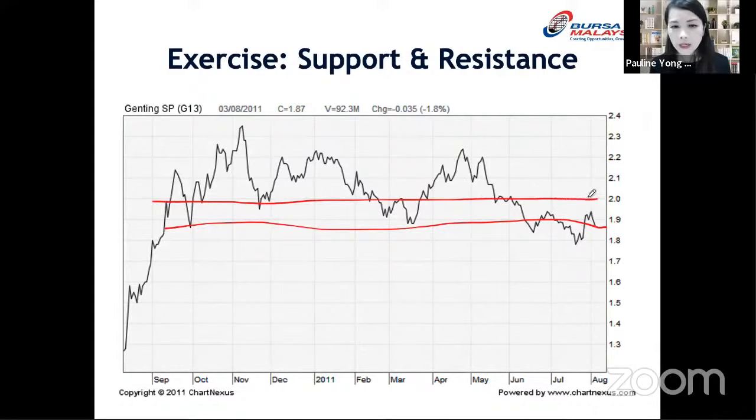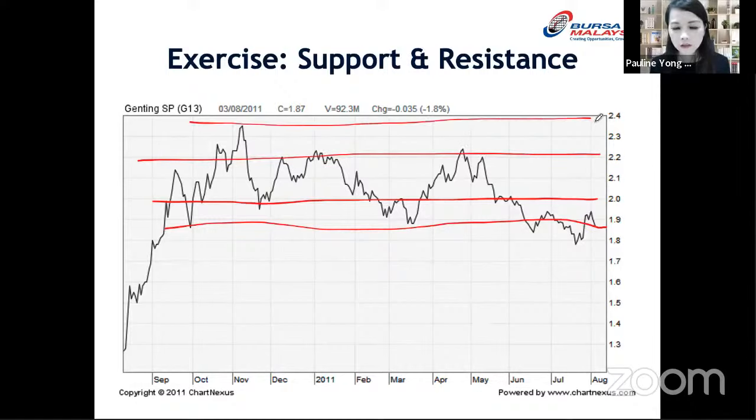Very good. And 2 point, this one, 2.2 here. Because 1 point here, 1 point here. So this level. And of course, you have the top here, the major top. Okay, so this is how you can draw. Very, very good. Well done.